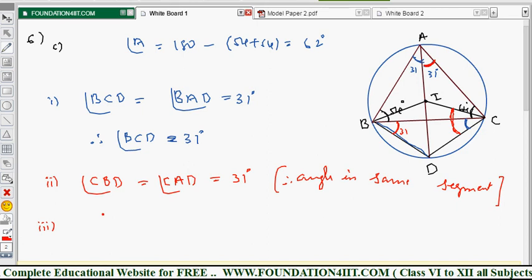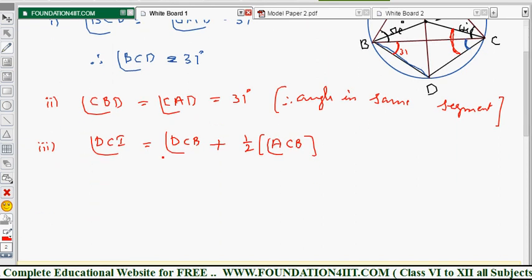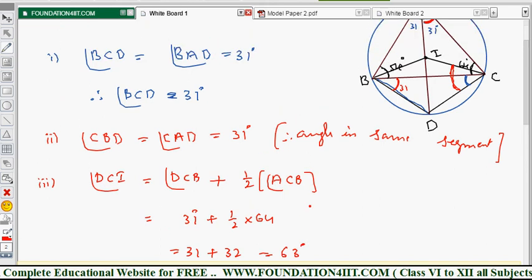If you want to find out angle DCI, DCI is equal to DCB plus half of the angle ACB, because that is bisected. Then we can add both. Angle DCB is already 31 degrees, plus half of 64. Then 31 plus 32, half of 64, so 63 degrees. So angle DCI is 63 degrees, right?